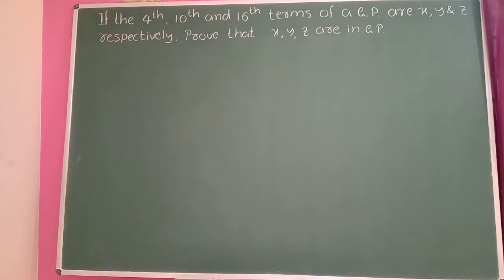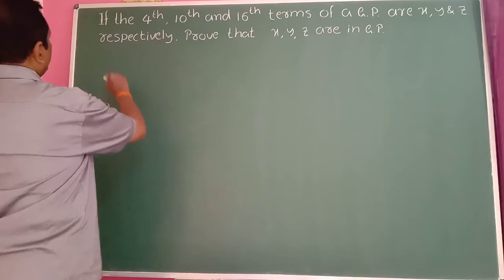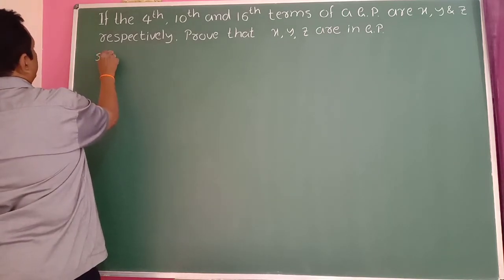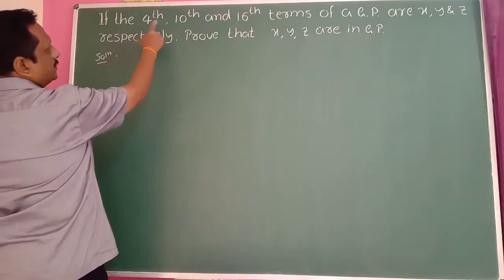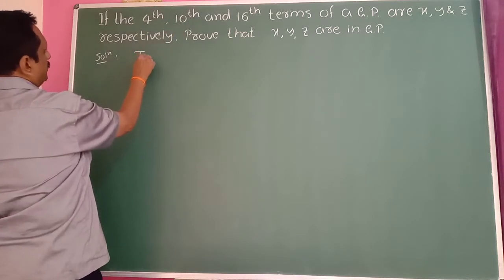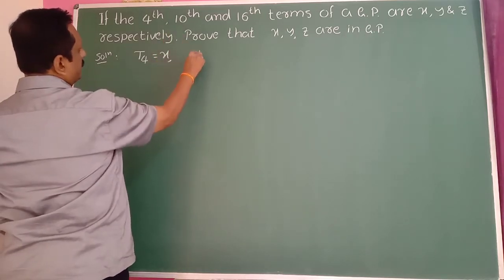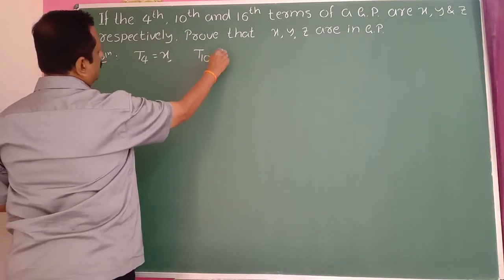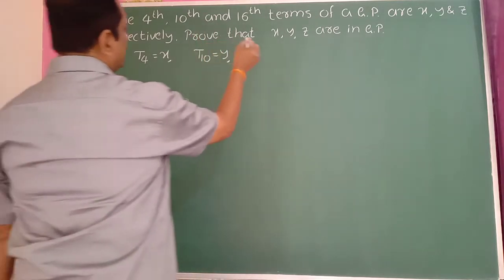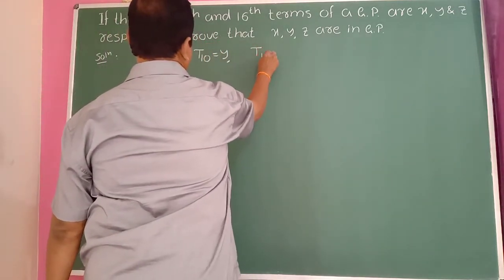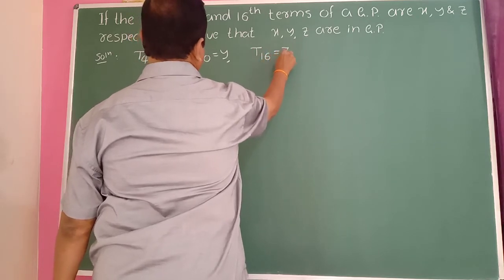If the fourth, 10th and 16th terms of a GP are x, y and z respectively, then prove that x, y, z are in GP. Take the solution here. The fourth term is x, so T4 is equal to x. The 10th term is y, so T10 is equal to y. And the 16th term is z, so T16 is equal to z.